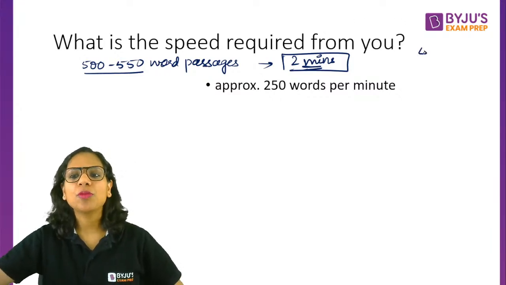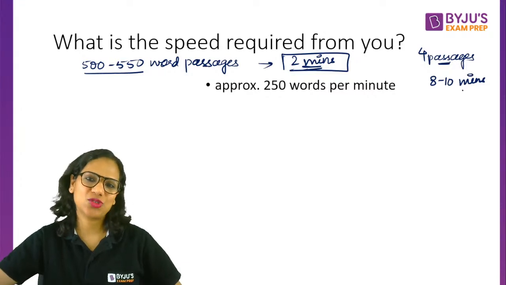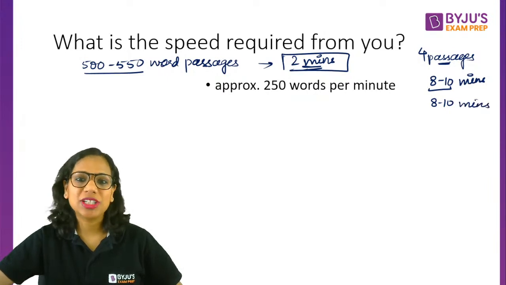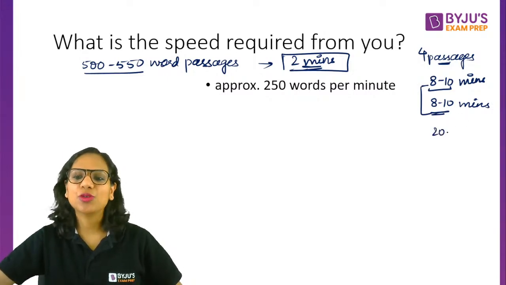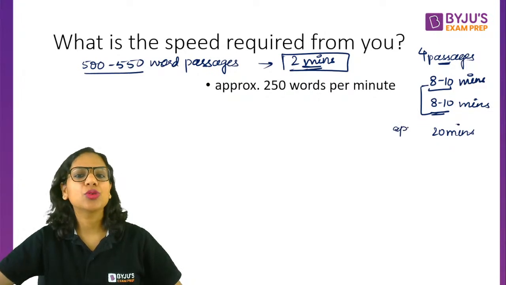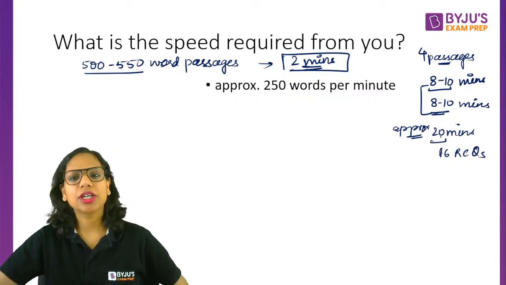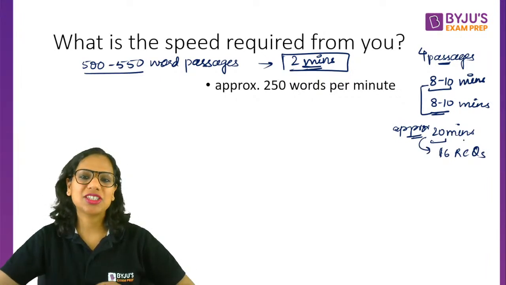If there are four passages, and you read a passage in approximately 2 minutes, you will spend about 8 to 10 minutes in just reading your RC passages. Then you will require 8 to 10 minutes for your verbal ability part, which is your para jumbles and your para summary. So out of 40 minutes, half your time is gone. You are left with approximately 20 to 22 minutes for your 16 RC questions, and that is a comfortable amount of time to attempt your RC passage questions in.